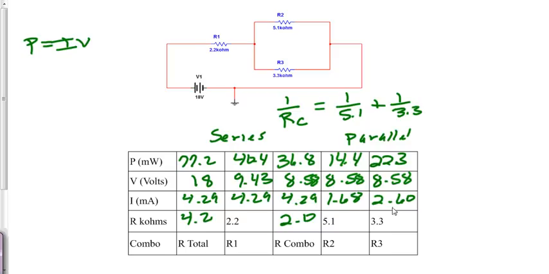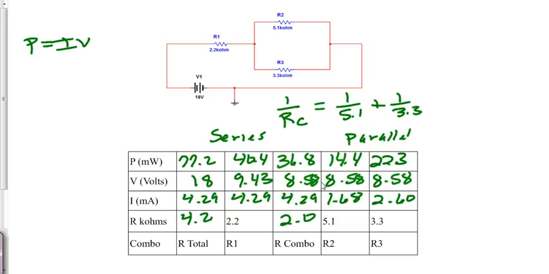Now that we have everything figured out, let's just look at the general patterns again. The series part, we have all the currents the same, and we have voltage dividing going on. So 18 volts is then going to be divided into 9.43 on the 2.2 ohm resistor and 8.58 on the combo. These two would add up to be your 18.